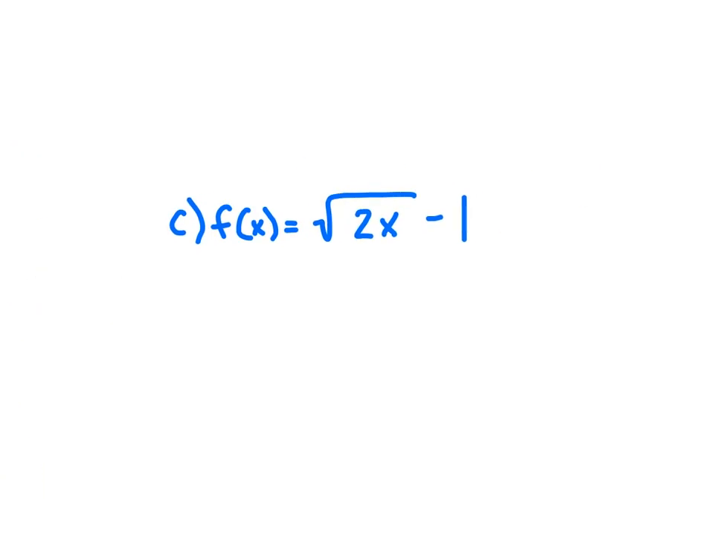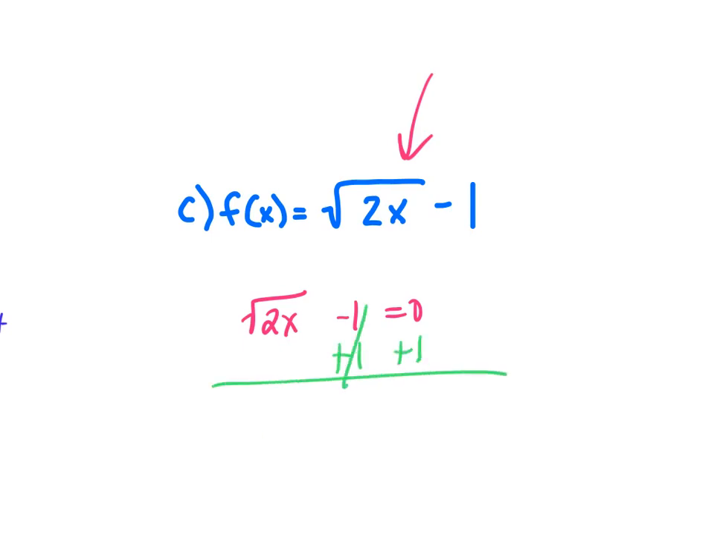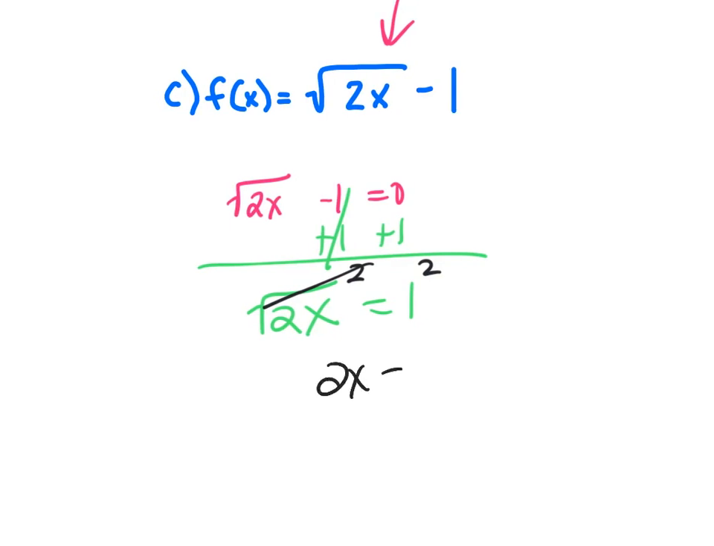And then lastly, this problem. Guys, make sure you realize that this square root does not include the 1. The negative 1 is on the outside. So you have the square root of 2x minus 1 equals 0. First thing I'm going to do is add 1 to both sides. So the square root of 2x equals 1. Get that square root to go away. I'm going to square both sides. So I have 2x equals 1 squared is 1. Divide by 2. And this zero happens to be at x equals 1/2.